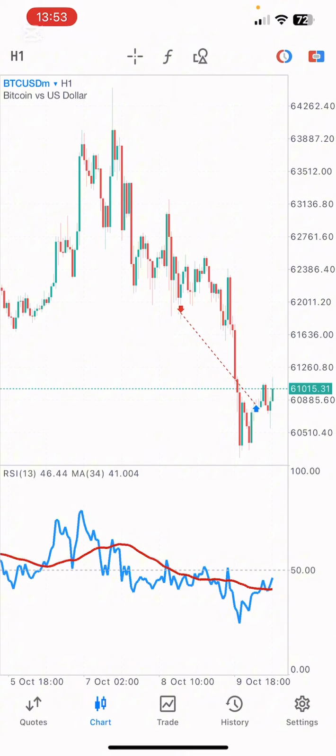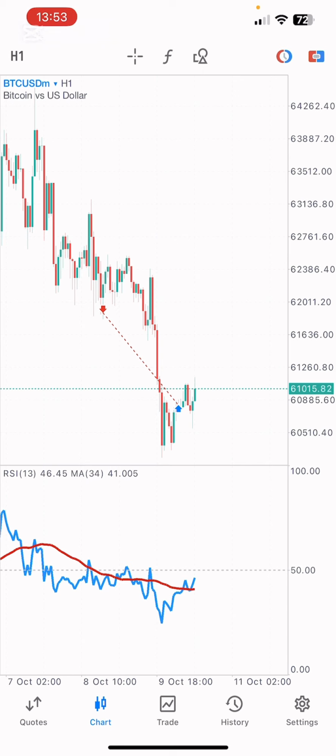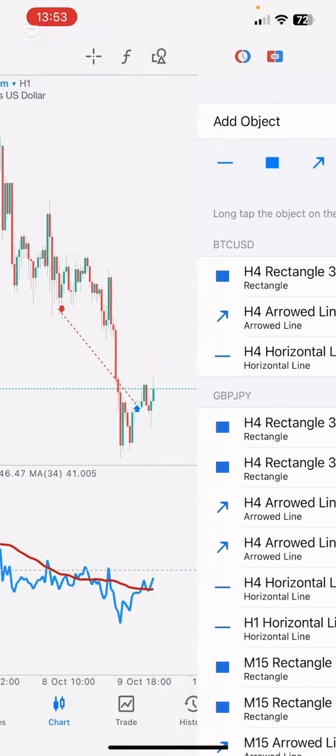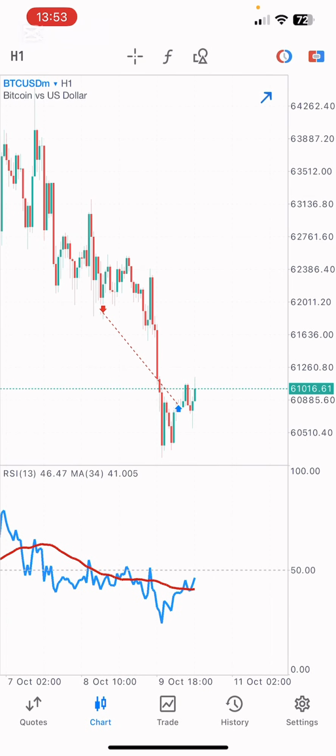So now let me explain how this particular stuff works. You need to have an understanding of top-down analysis, where you start analyzing from the higher time frame to the lower time frame.